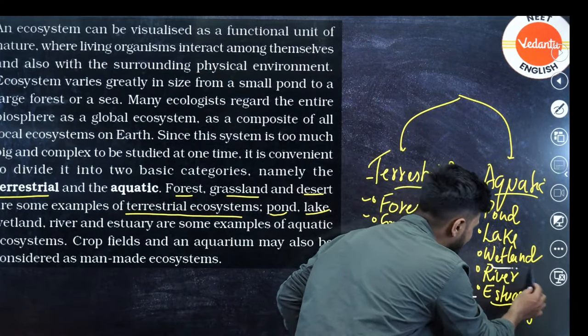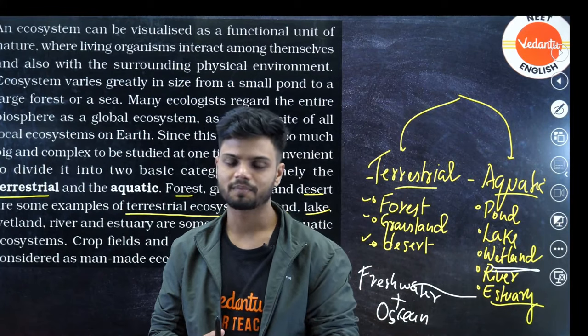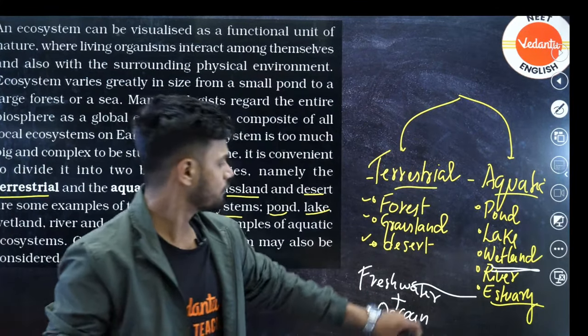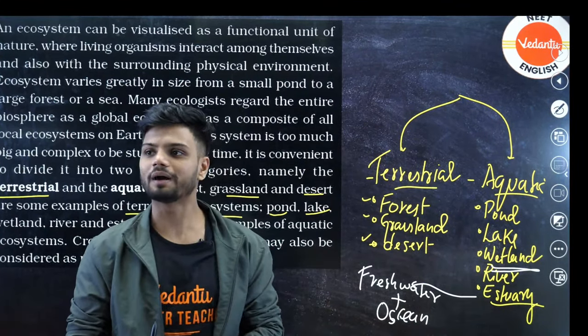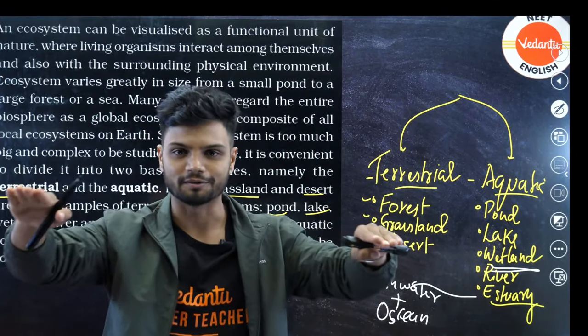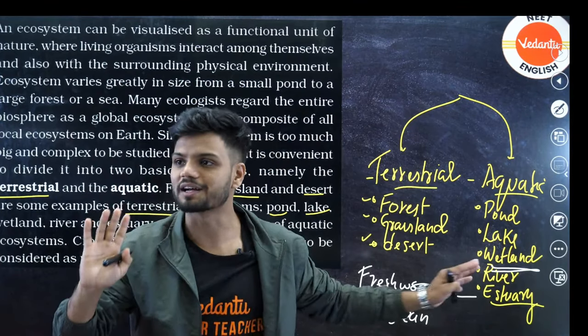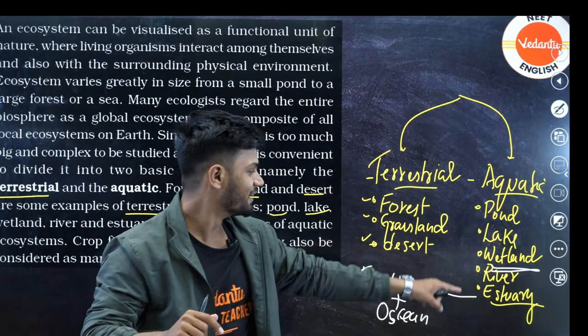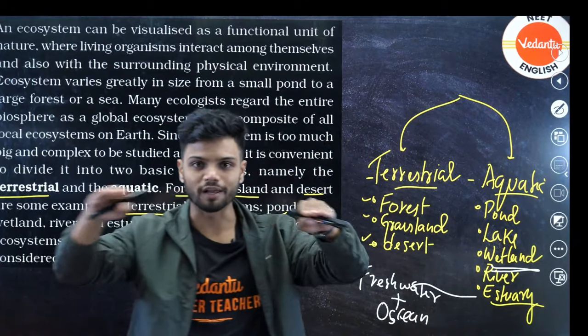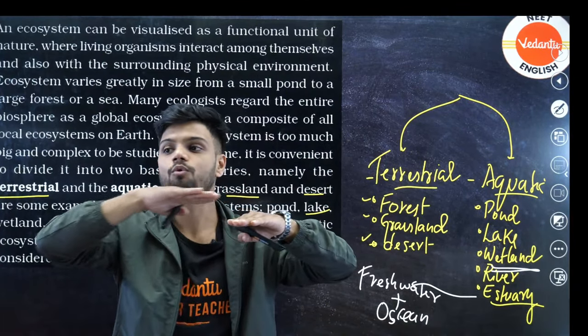Now, what about wetland? What is the meaning of a wetland? The meaning of wetland is very simple. Wetland is nothing but soil. The entire soil is covered by water on top. I changed the color. So, wetland is nothing but soil. It is completely covered by water there.